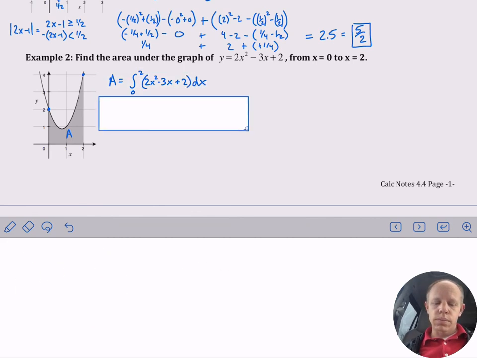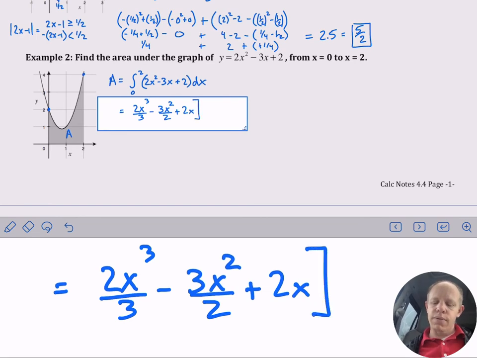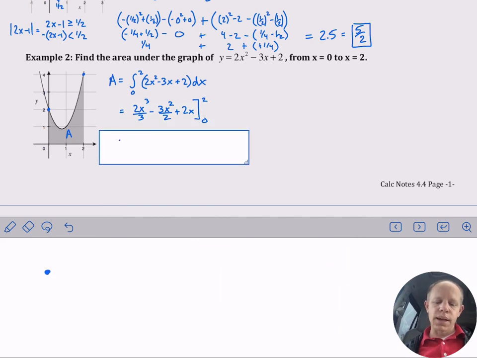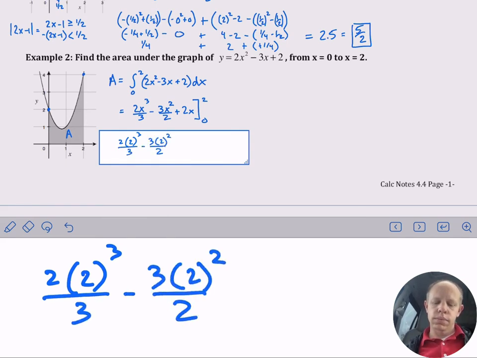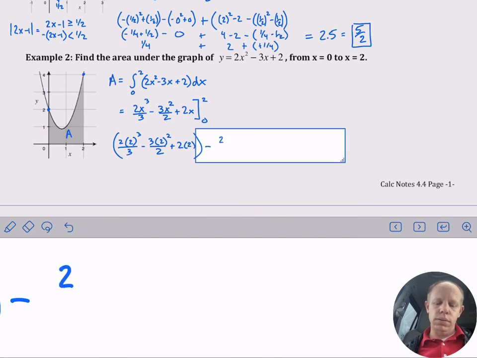All right, so we know we can take the antiderivative, so we get 2x cubed over 3 minus 3x squared over 2 plus 2x, and we're going to evaluate that from 0 to 2. All right, so again, the process says we plug in our upper limit of integration, which is 2. Okay, and then we're going to subtract the lower limit of integration. So we're going to plug in 0 into our antiderivative.